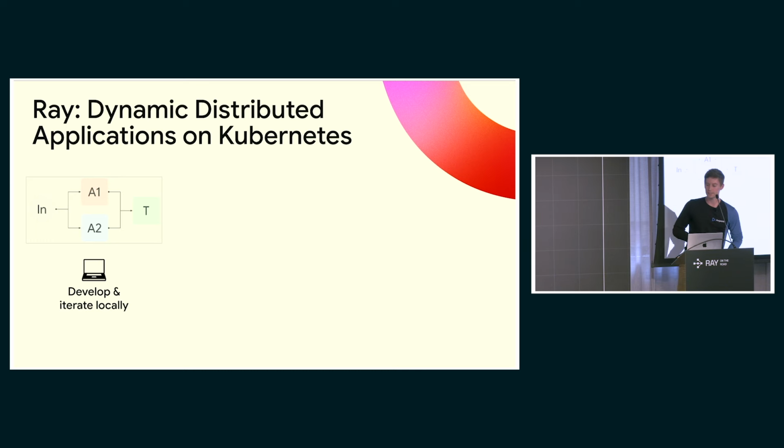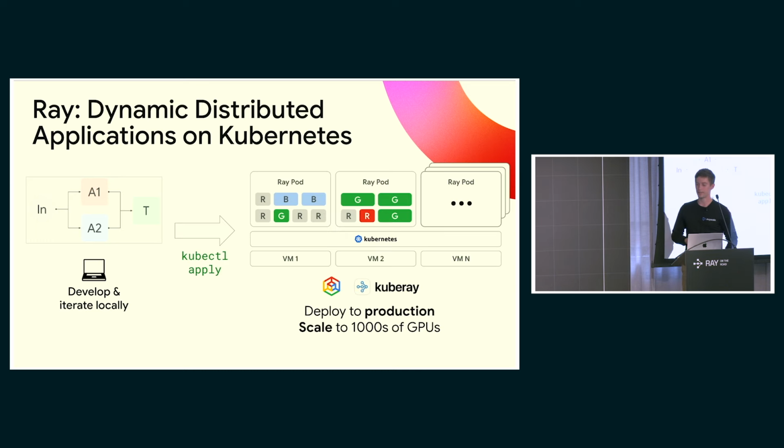So when running on top of Kubernetes using KubeRay and GKE, you're able to develop using this Python native and imperative API, test it locally, and then with one simple step, you can deploy it to your Kubernetes cluster and deploy to production and scale up to thousands of CPUs or thousands of GPUs.